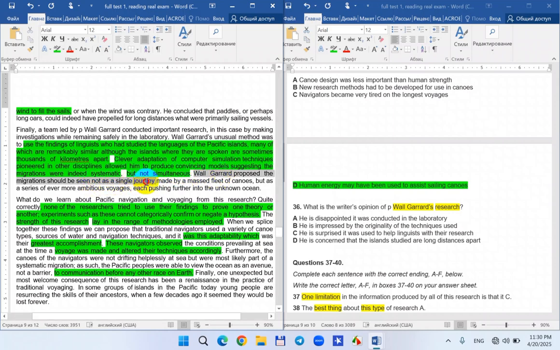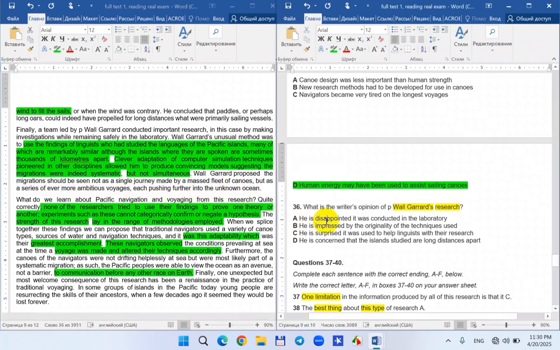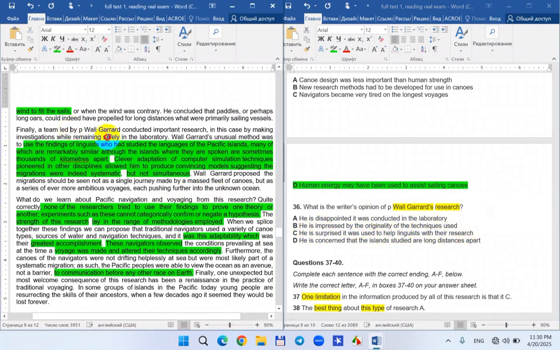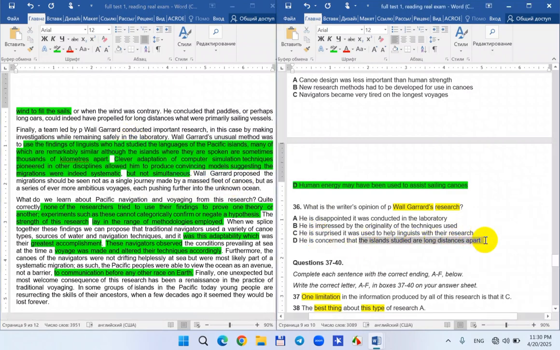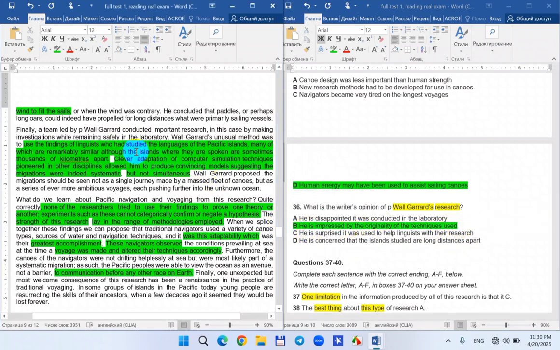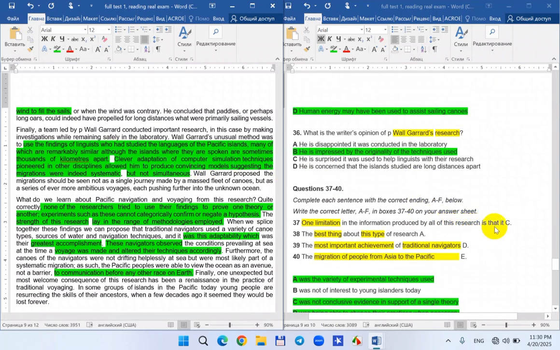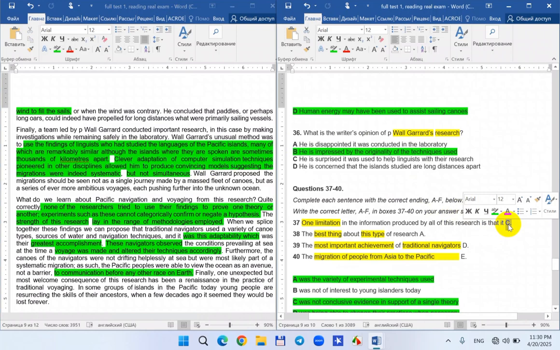Proposed it should be seen not as a single journey made by a massive fleet of canoes, but as a series of even more ambitious voyages, each pushing further into the unknown ocean. Disappointed? No. Impressed? Originality of techniques? Maybe this one, but I'm not sure. Surprised? Did they talk about being surprising? They didn't talk about that. Concerning the islands being long distances apart. I would go with B, because here they are talking about findings and techniques, amazing techniques, although they were not simultaneous. That's fine. I'm going to go with this.